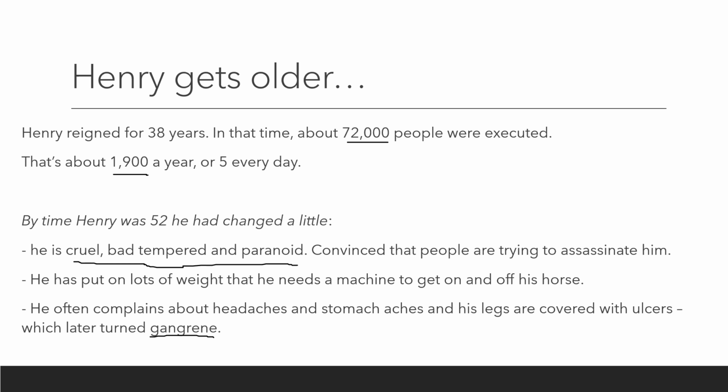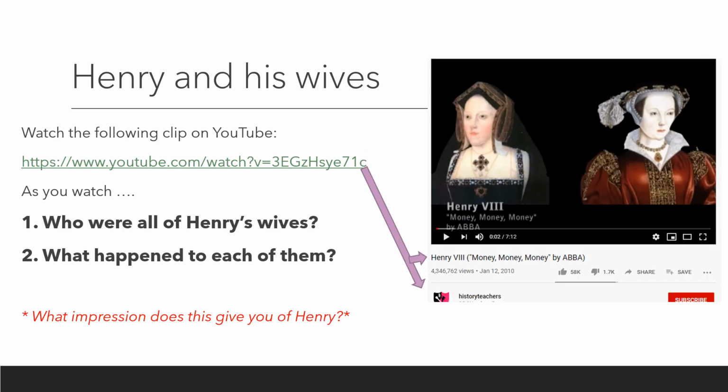So we can see he's not the same king throughout the whole of his reign, he does change. And it's important to bear that in mind. And he also, as we know, had lots of wives. He had 6 in total.